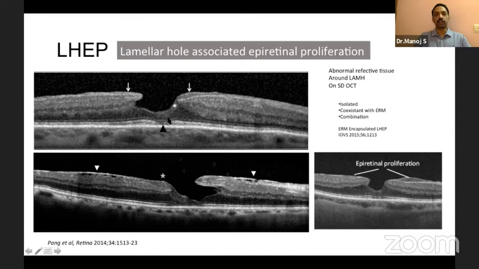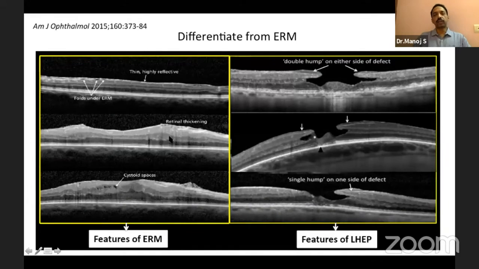As you can see here, these represent the LHEP. And it's important to differentiate this from epiretinal membrane because they look very similar to epiretinal membranes. While epiretinal membranes are thin and highly reflective, and they are characterized by underlying tractional retinal folds and cystoid changes, LHEP is characterized by thicker reflective tissue.